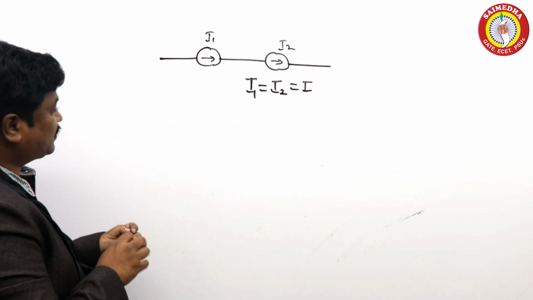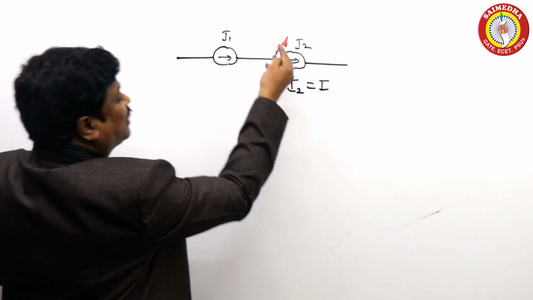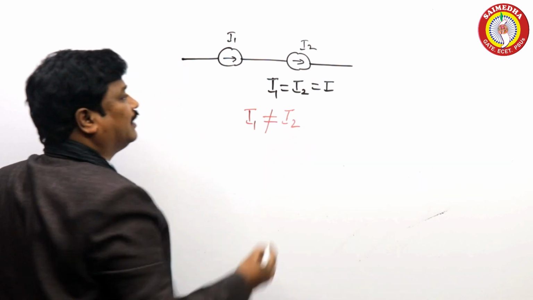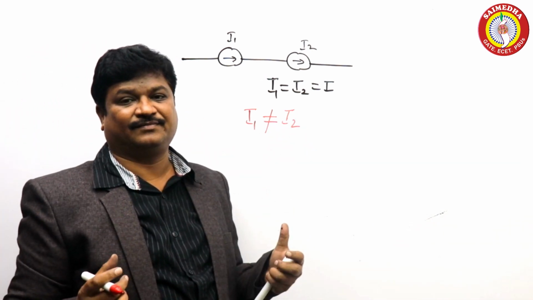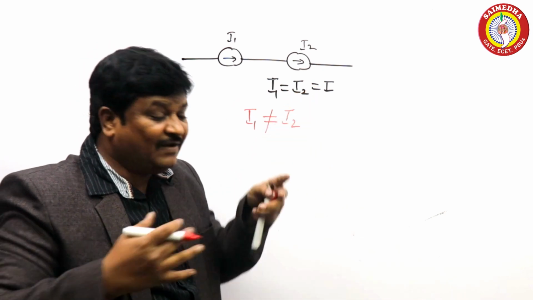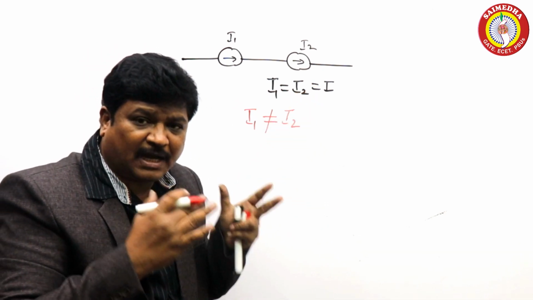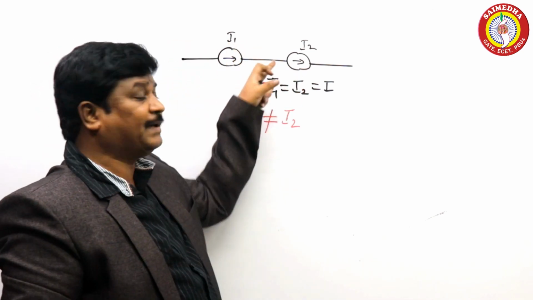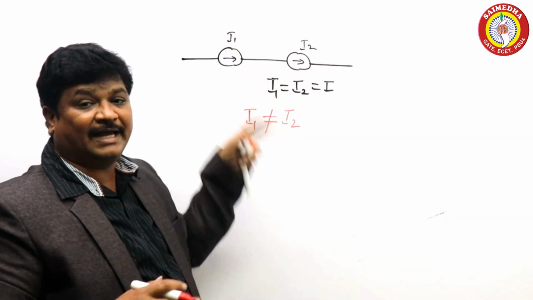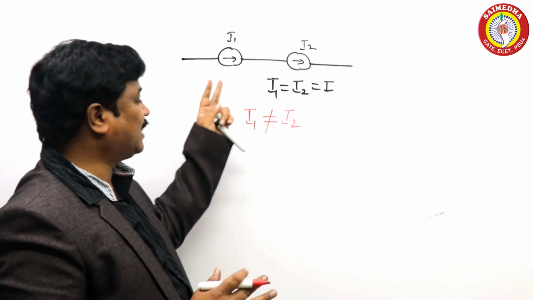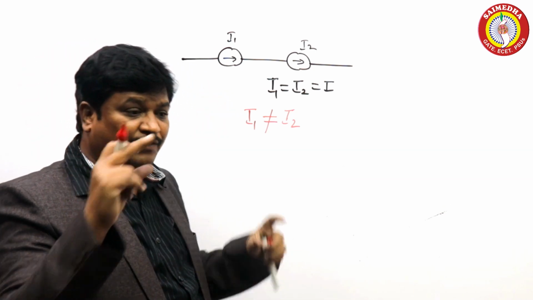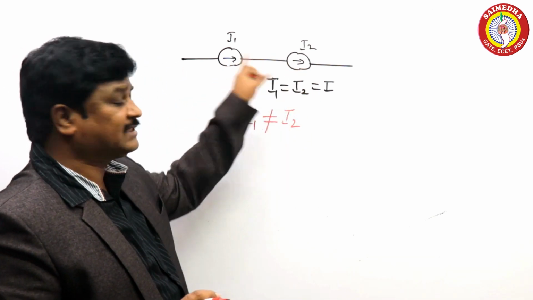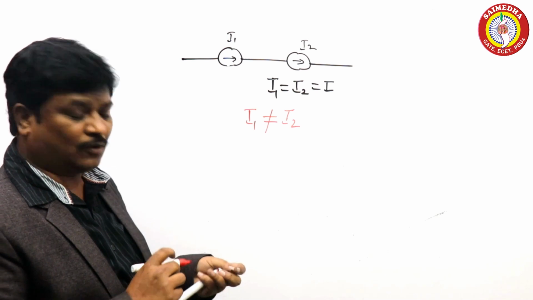Sir, suppose I1 is not equal to I2. It is violating the rules. In the same path, different currents will not flow. Same current only will flow. Either 2 amperes will flow or 4 amperes will flow. 2 amperes or 4 amperes together will not flow in the same route. This is not possible. Just like V1 not equal to V2 in parallel violates the rules, I1 not equal to I2 in a series circuit is violating the rules.